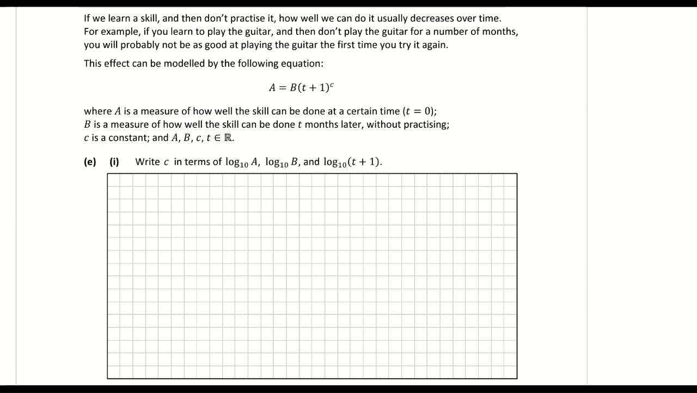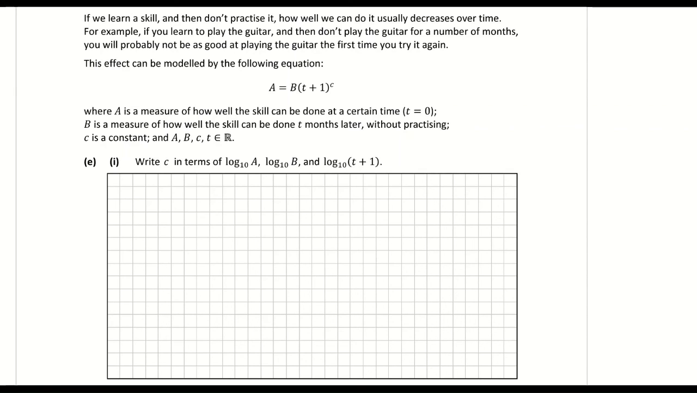Looking now at part 1, if we learn a skill and then don't practice it, how well can we do? It usually decreases over time. For example, if you learn to play the guitar and then don't play the guitar for a number of months, you'll probably not be as good at playing the guitar the first time you try it again. This effect can be modeled by the following equation. So part 1 says write c in terms of log a to the base 10, log b to the base 10, and log t plus 1 to the base 10.